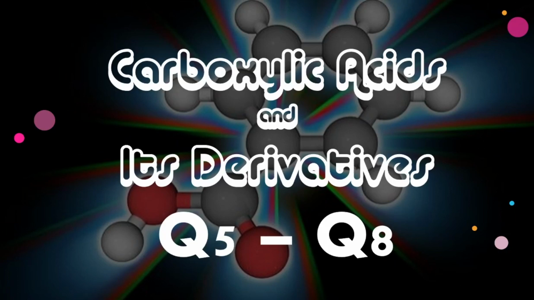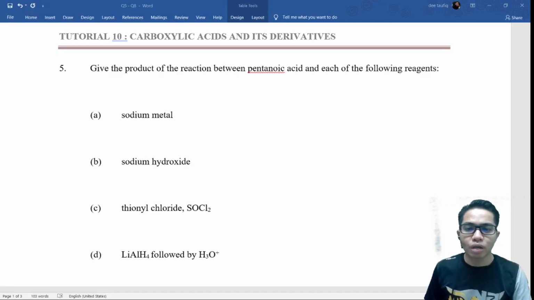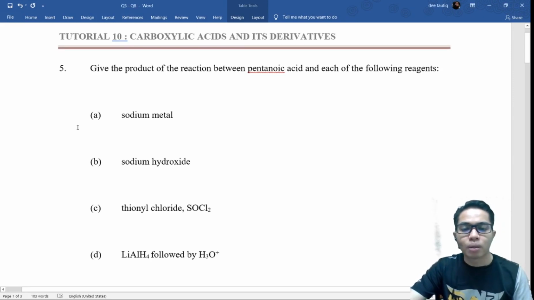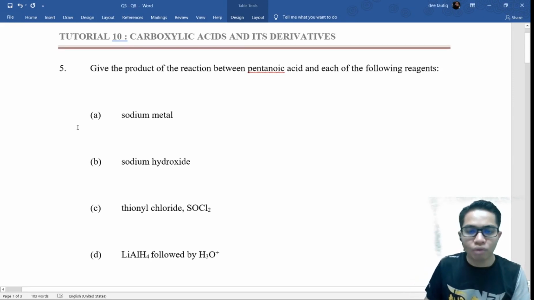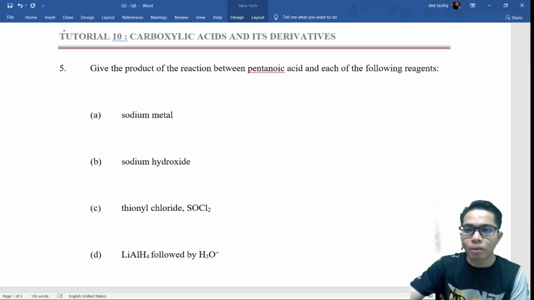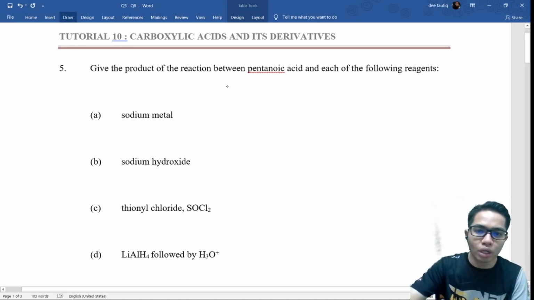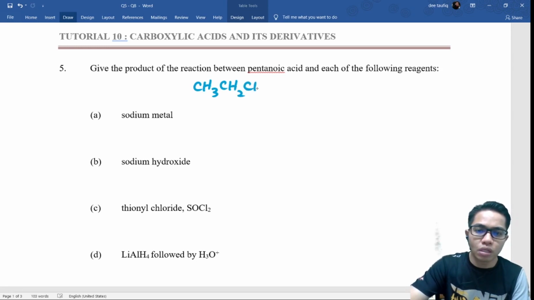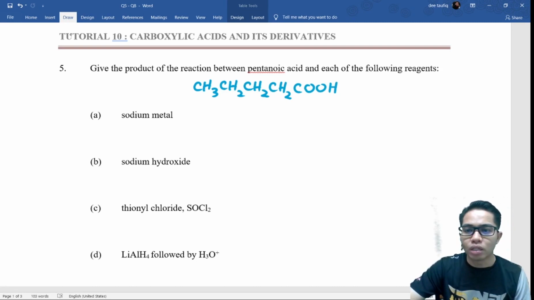So today we are going to cover carboxylic acid and its derivative, starting with question number 5 up until question number 8. Right, so start with question number 5. The first question said, give the product of the reaction between pentanoic acid and each of the following reagents. So pentanoic acid meaning 5 carbon with carboxylic acid at carbon number 1. So the structure of pentanoic acid is CH3, CH2, CH2, CH2, COOH. Right, so that is pentanoic acid.